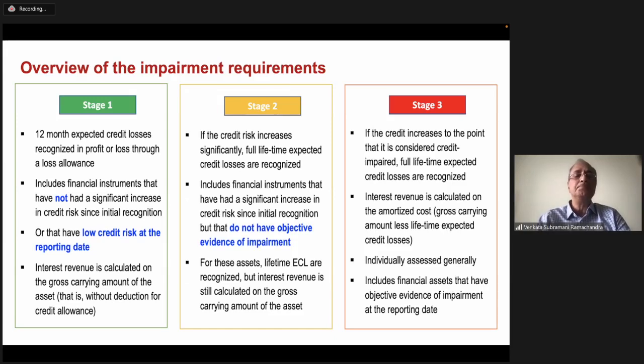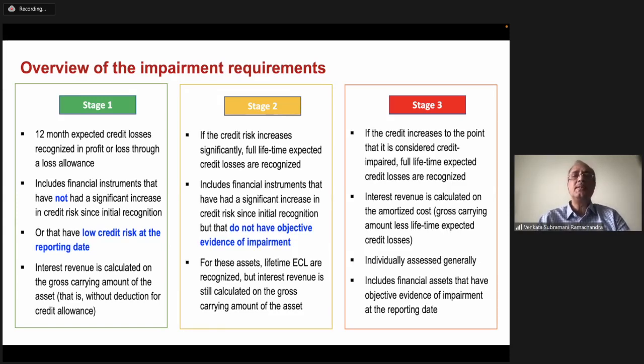There is no such definition, but then it has a rebuttable presumption that if the number of days past due is 30 days and above, then it automatically moves to stage two, or in other words, it means that the credit risk has increased significantly in respect of these assets. And then it finally moves to stage three when the credit risk increases to the point that it is considered credit impaired. That means it has already become impaired, or the standard makes it a rebuttable presumption that if the number of days past due exceeds 90 days, then it is already impaired or already defaulted.